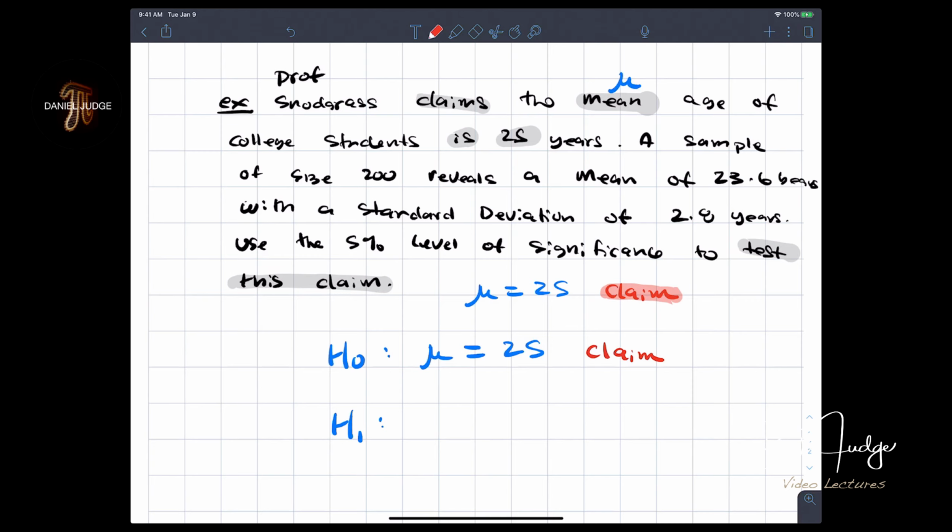Now, let's ask this question. What's the opposite of this statement? What's the opposite of a null hypothesis? What do I write down?